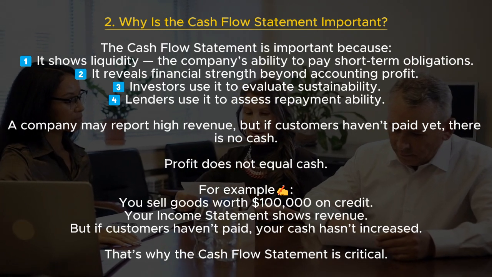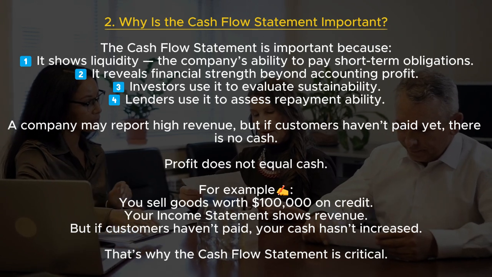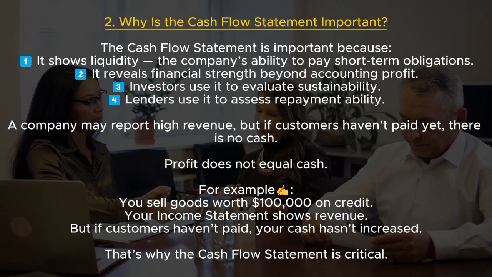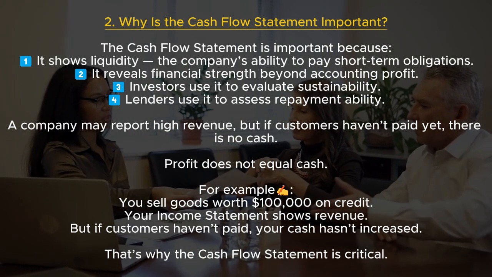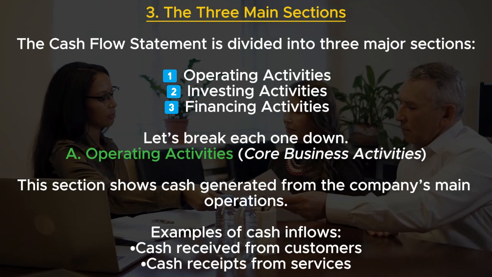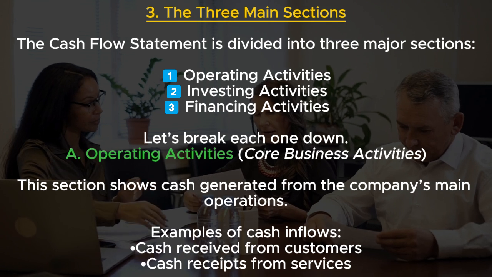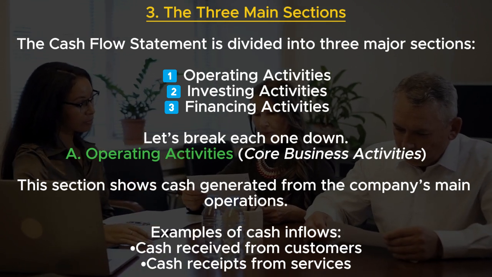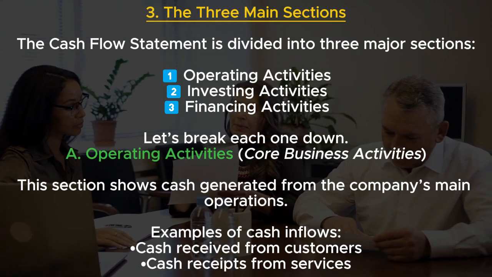For example, you sell goods worth $100,000 on credit. Your income statement shows revenue. But if customers haven't paid, your cash hasn't increased. That's why the cash flow statement is critical. 3. The three main sections. The cash flow statement is divided into three major sections: operating activities, investing activities, financing activities. Let's break each one down.